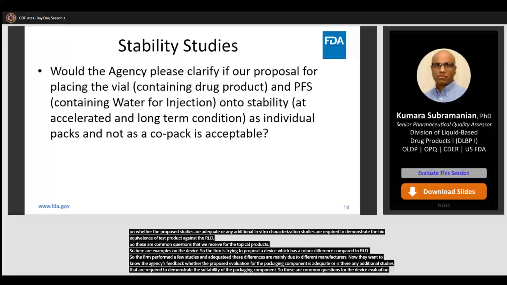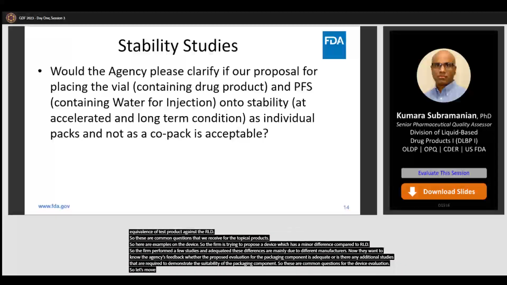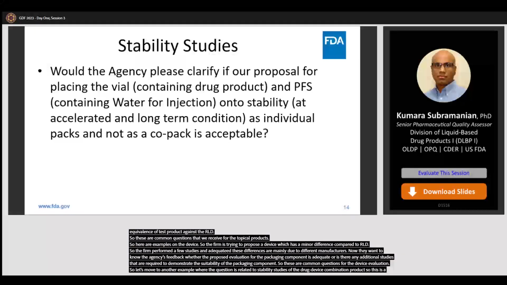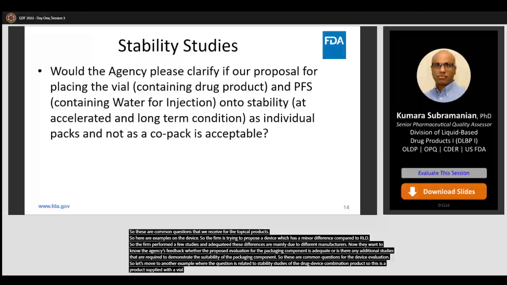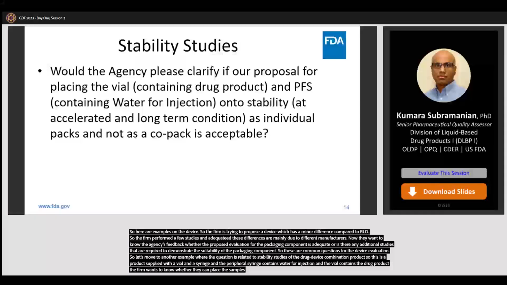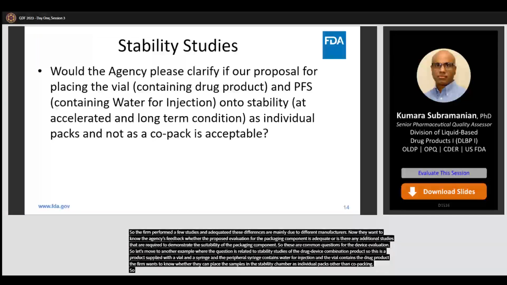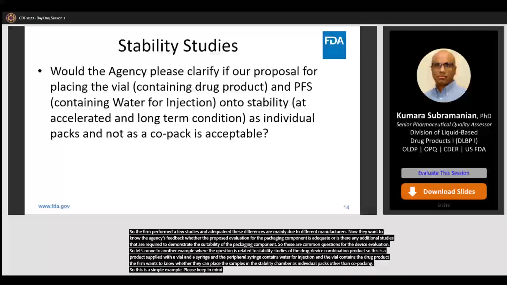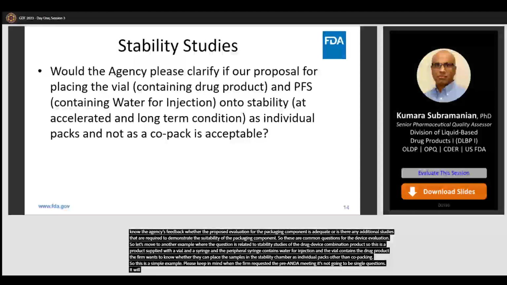So let's move to another example where the question is related to stability studies of a drug-device combination product. This is a product supplied with a vial and a pre-filled syringe, and the pre-filled syringe contains water for injection and the vial contains the drug product. The firm wants to know whether they can place the samples in the stability chamber as individual packs rather than co-packing. So this is a simple example. Please keep in mind, when a firm requests a pre-ANDA meeting, it's not going to be a single question. It will be multiple questions related to similar issues or multiple issues in the package.